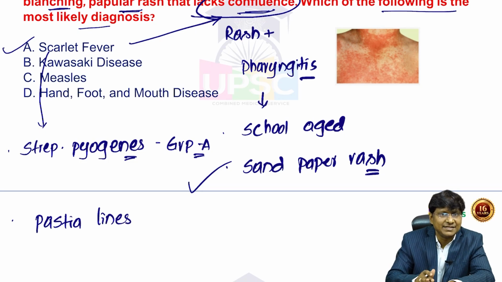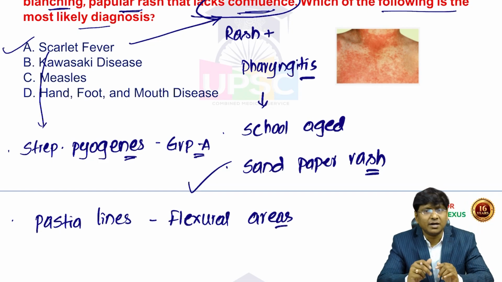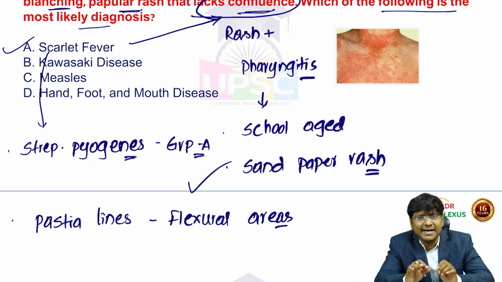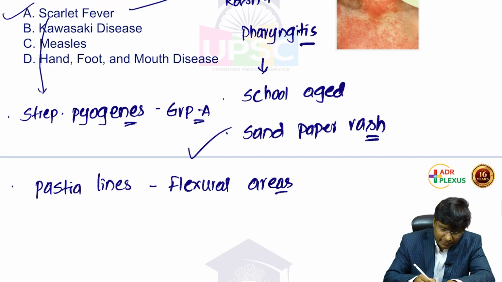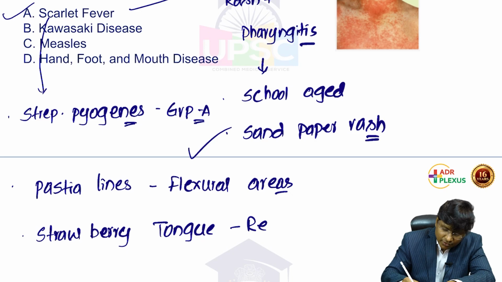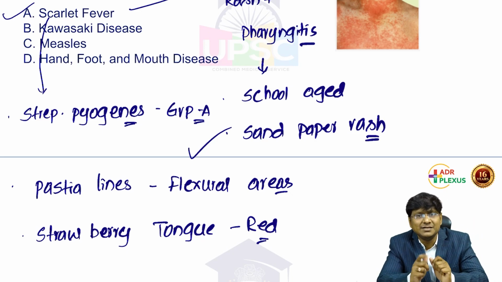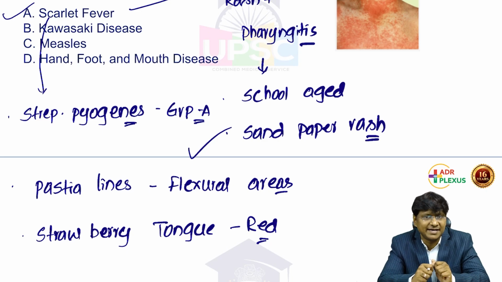And the Pastia lines are observed over the flexural areas, right? Observed over the flexural areas with mild desquamation. And along with that, these patients will have the strawberry tongue, and this particular strawberry tongue is red in color. Okay, red strawberry tongue. And where do you have a white strawberry tongue? That is observed in case of Kawasaki disease.